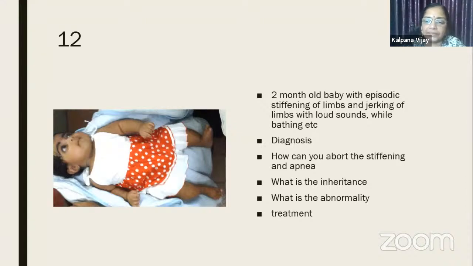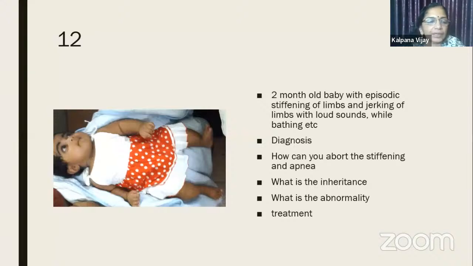And what is the abnormality that is seen? Chemical, or by neurotransmitter wise, what is the problem? It is not GABA, so it is glycine. So glycine receptor abnormality. So what is the treatment? Treatment is clonazepam. It responds very well to clonazepam. Otherwise, whatever anti-epileptic we are giving, the child will not respond.